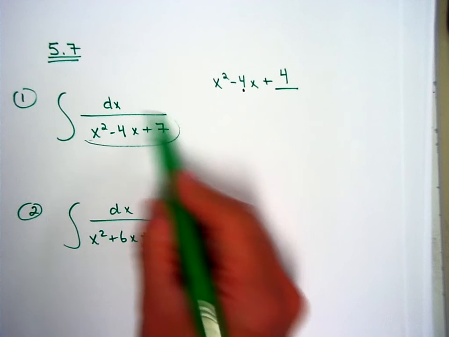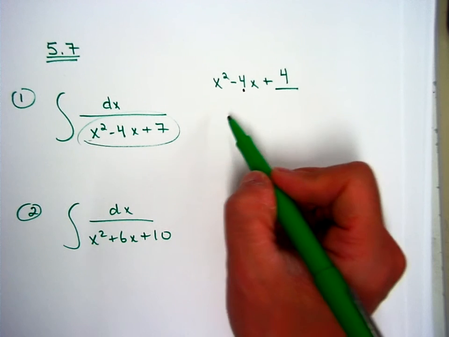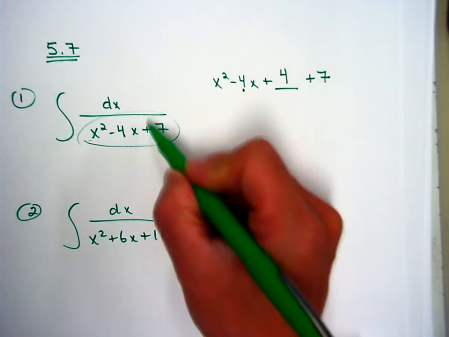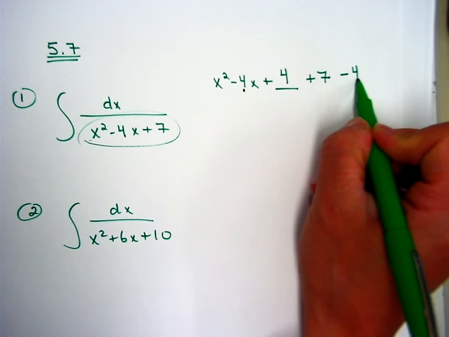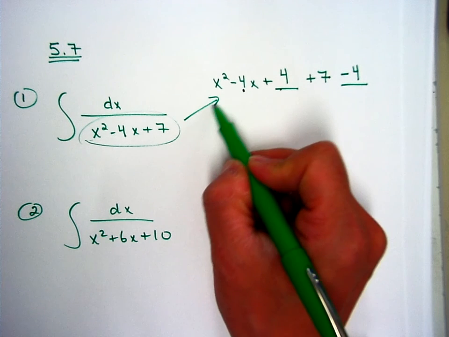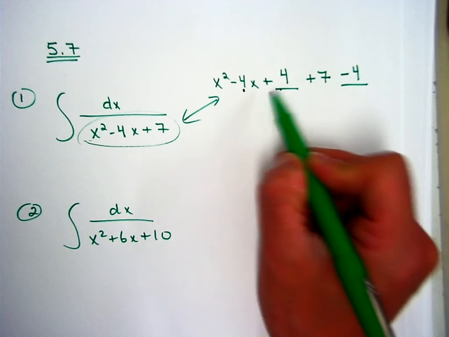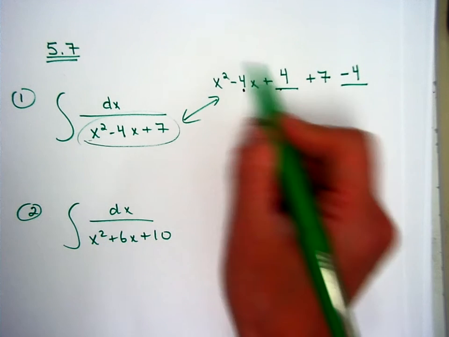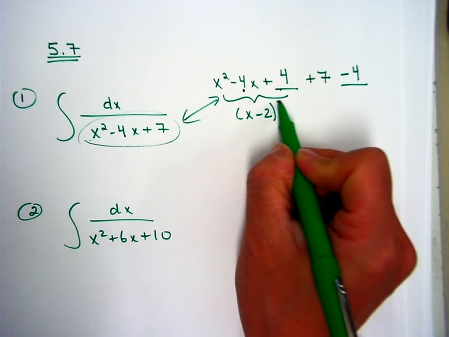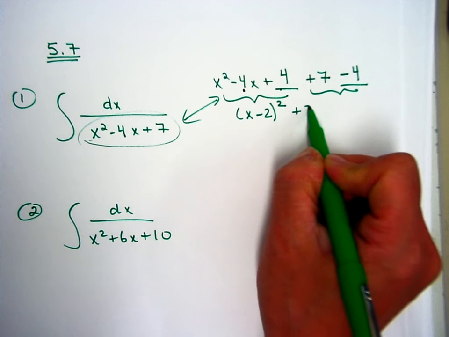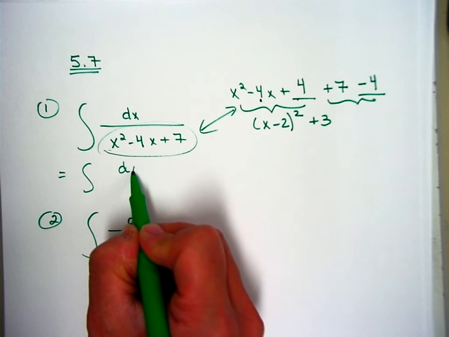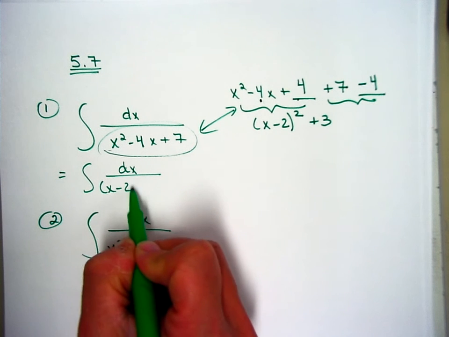But you can't just add a 4, you've rewritten the original problem then. So that plus 7 is still there, but in order to keep this expression balanced, if I'm going to add a 4, I should also subtract the 4. So really, this is the same expression, right? Plus 4 minus 4 is the same thing. But what this allows us to do is this factors into x minus 2 squared. This gives me 3. So now I can rewrite this problem in this form.